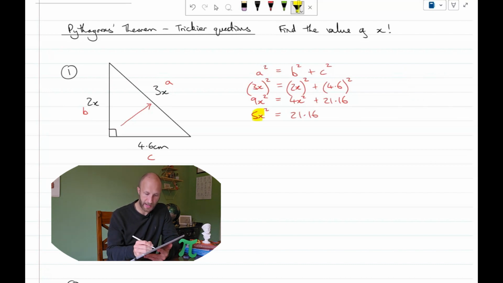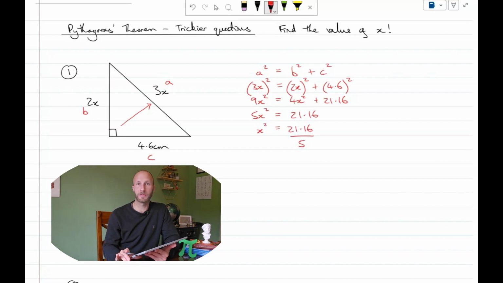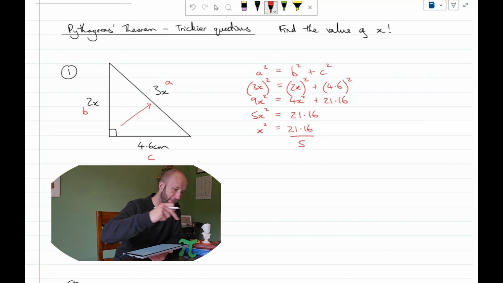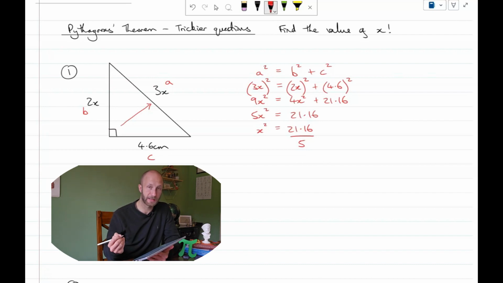I then want to get the x squared by itself. I don't like the 5 in front of it. The 5 is multiplying the x squared, so to get rid of that, I divide by 5. So I divide this side by 5, and either you can write it as a fraction, and 5 won't go into 21.16, or you could go straight to your calculator and divide by 5 to get your decimal. Okay, it's entirely up to you which you want to do. Most people like to have the decimal, that's fine. I prefer fractions in general, but I don't mind the decimal here.